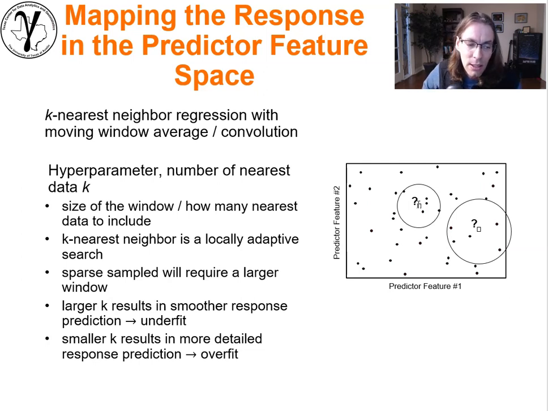Now, this is interesting. It means technically our model will be more specific where we have more data, and more general or more smooth where we have less data. So that's kind of cool. Sparsely sampled data will require a larger window. Larger k results in a smoother result. If you use a very big k, you're going to be averaging a lot of neighbor data, and the entire surface becomes very smooth. That will tend towards underfit. Smaller k results in a more detailed prediction of the response, and we could become overfit.